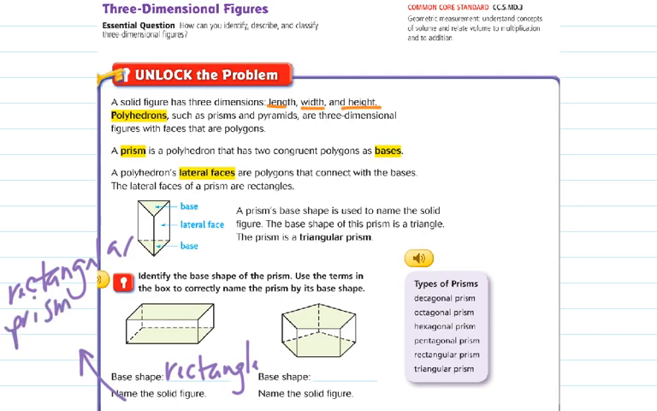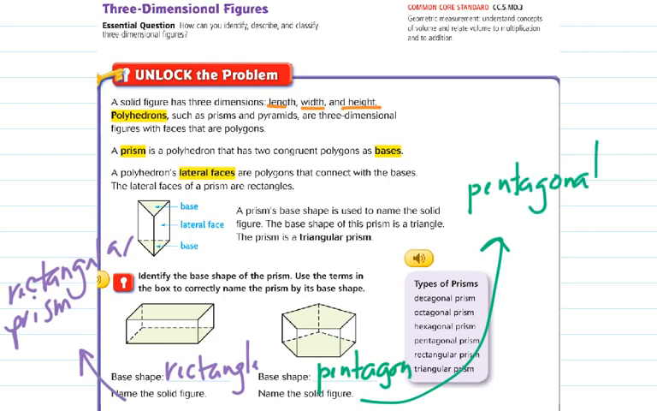Next, we're going to look over here on the side. We see that the base is a pentagon. So the base shape here would be a pentagon. And then the name of this would be a pentagonal prism.